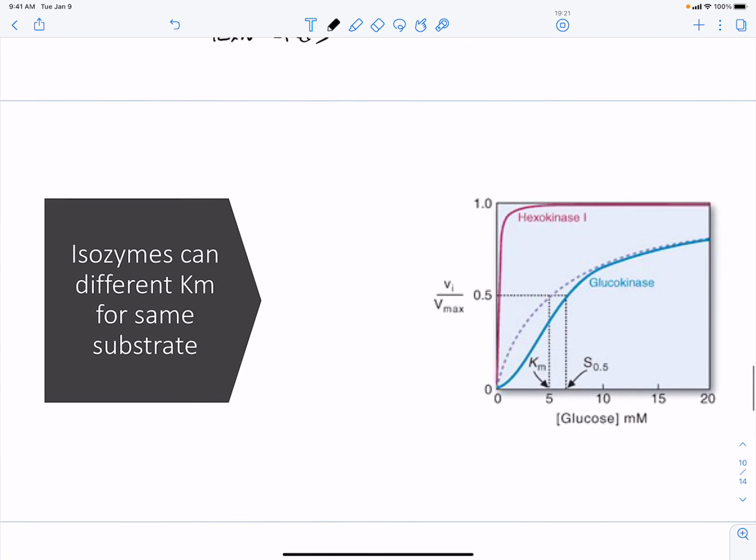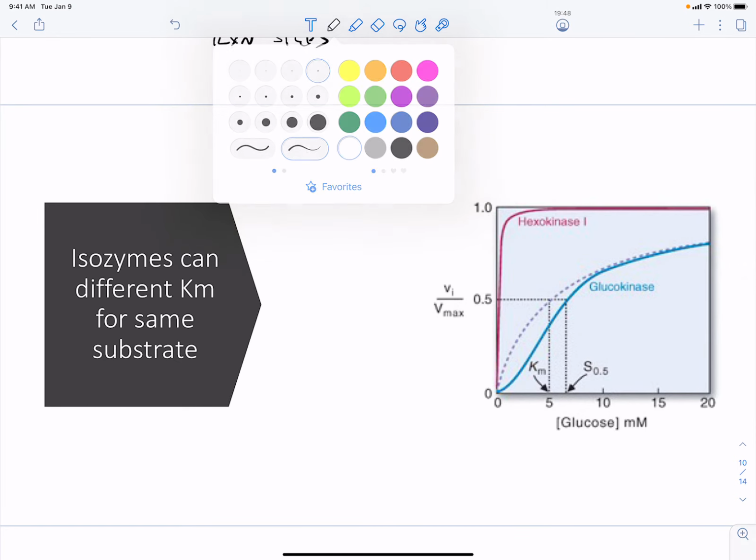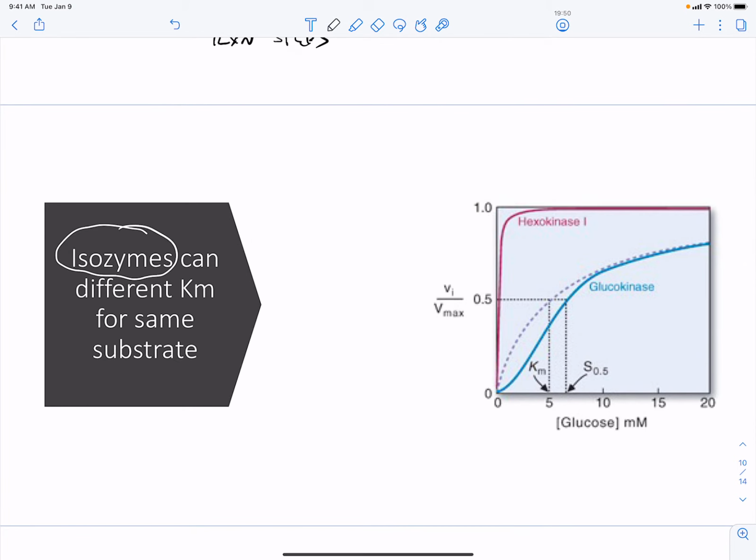Okay, so an example of this is you can use these plots to see differences in isozymes, for example. So here we're showing a plot of hexokinase 1 versus glucokinase. And the substrate for both of them is exactly the same. So they're both going to be able to phosphorylate glucose. So these are both going to be referred to as isozymes. They are enzymes that can work on the same substrate, however, they are expressed at different sites.